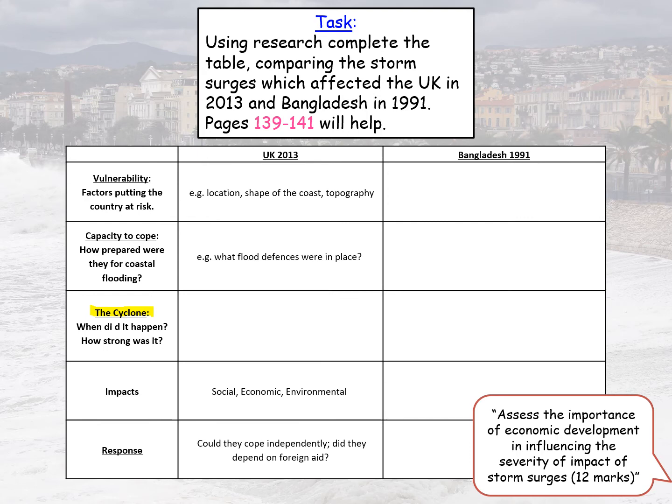Were they able to evacuate? Was there effective warnings? Was there overdependence on foreign aid? Was there storm defences? Things like that. So remember, what we're trying to do is answer that 12-mark question. You're going to need to stop this now, get some serious research done, and then come back when you've got that done.